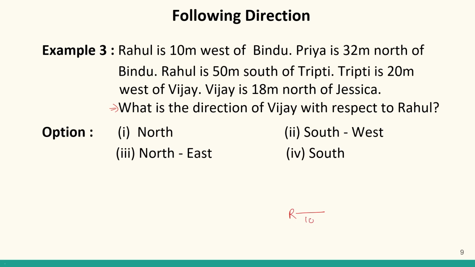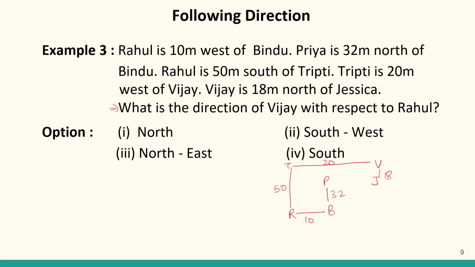We know Rahul is 10 meter west of Bindu. Priya is 32 meter north of Bindu. Similarly, Rahul is 50 meter to the south of Tripti. Vijay is 20 meter to the east of Tripti, or Tripti is 20 meter to the west of Vijay, and Vijay is 18 meter to the north of Jessica. P and J fall in the same line.